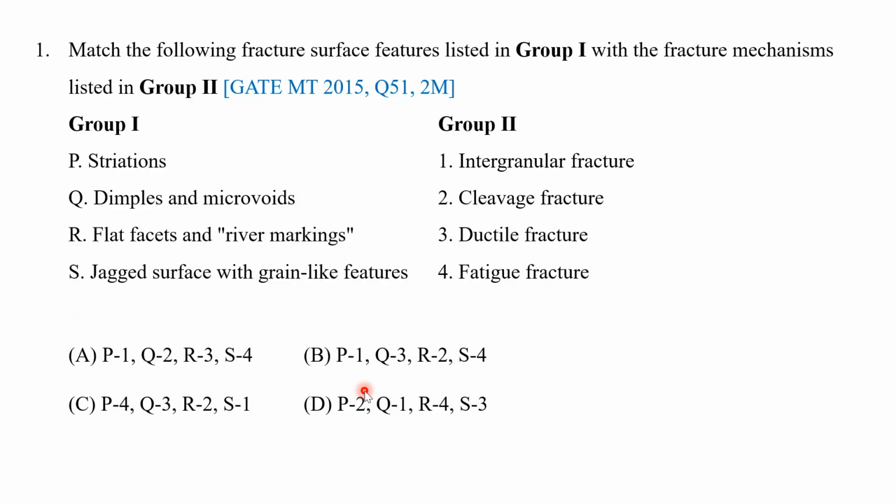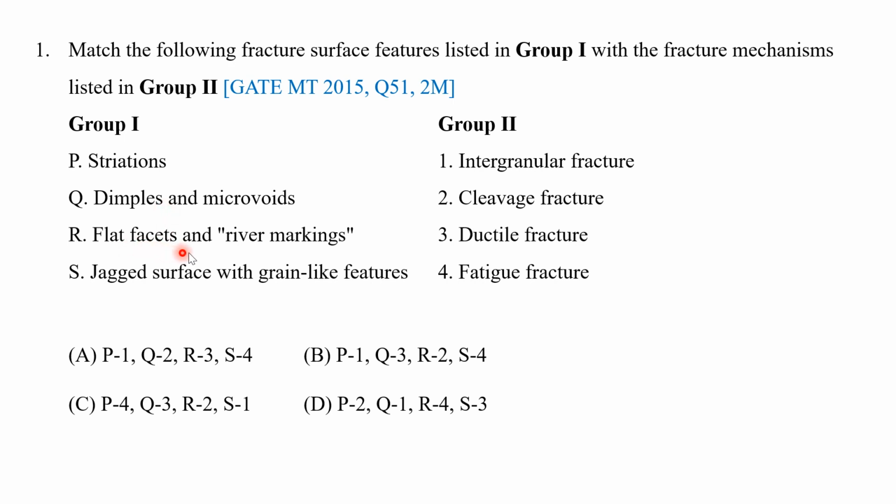Now that we have seen all those, we can start matching. Striations, as we just discussed, come with fatigue failure. So B will go with 4. Dimples and microvoids we had discussed in the first case. That occurs in what kind of failure? Ductile failure, or ductile fracture. Therefore, Q will be 3.